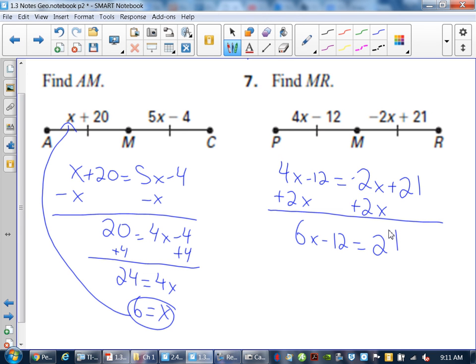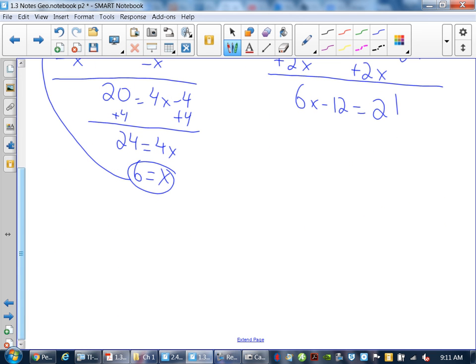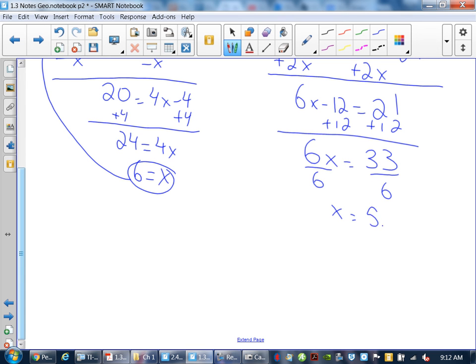Now, move the 12. What do you do? You add it over. Good. Then divide by 6. Then you get some fraction. How do you get 5.5? Put it in your calculator. You get 5.5, or it gives you the fractional amount. I think it might actually say 11 over 3. No, I'm sorry, 11 over 2. And that's okay.